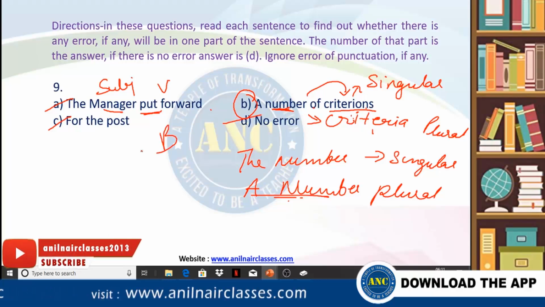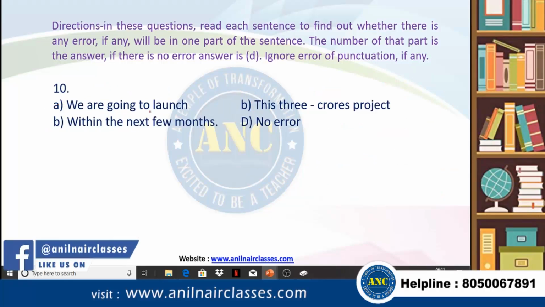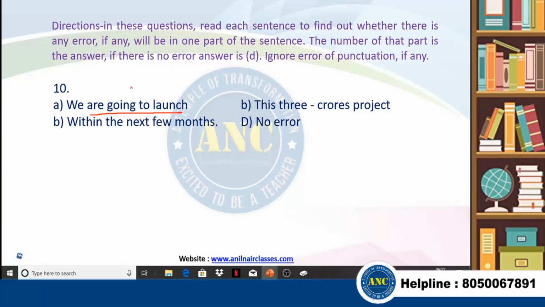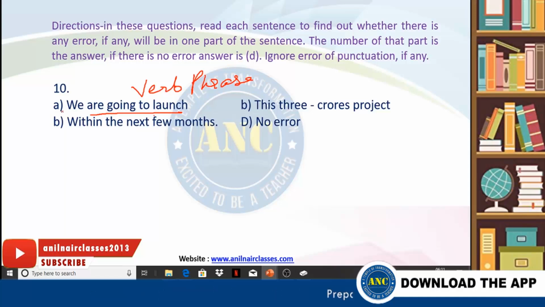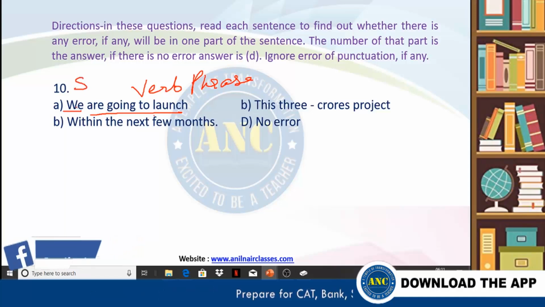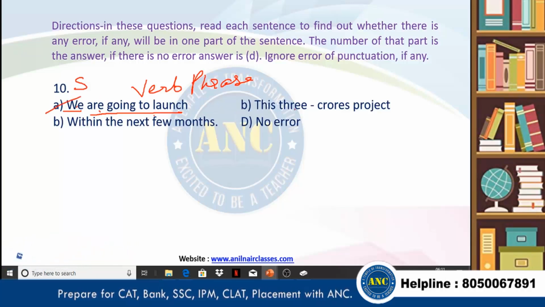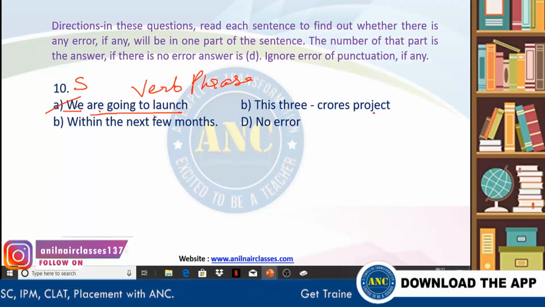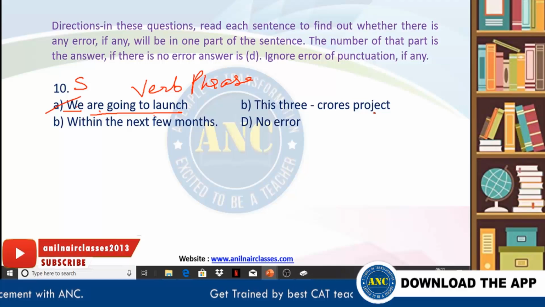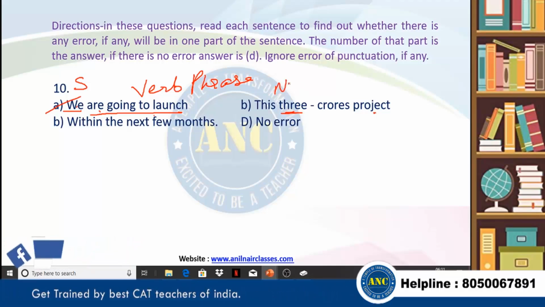Let's move ahead to the next question. We are going to launch. So, are going to launch is the entire thing, our verb phrase. Who are going to launch? We. We is the subject, plural verb, are is there. So, perfectly fine. This 3 crores project. So, what is 3? 3 is a number.